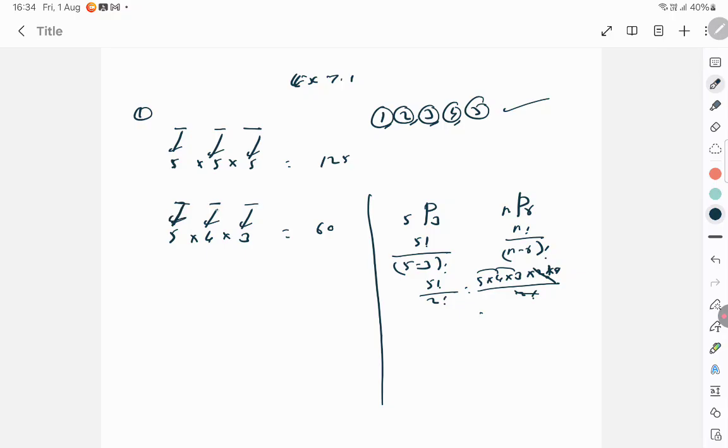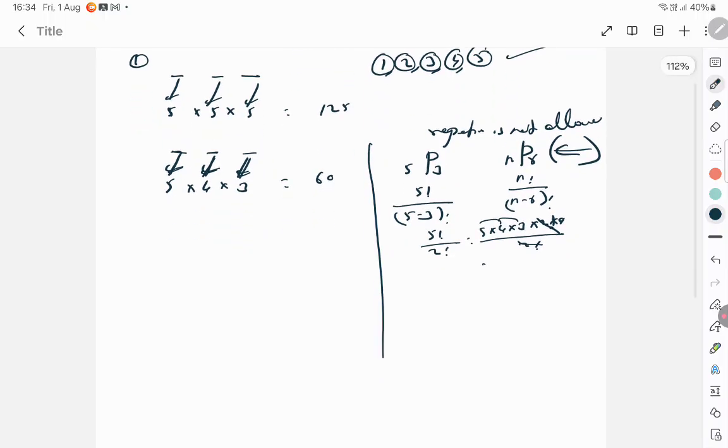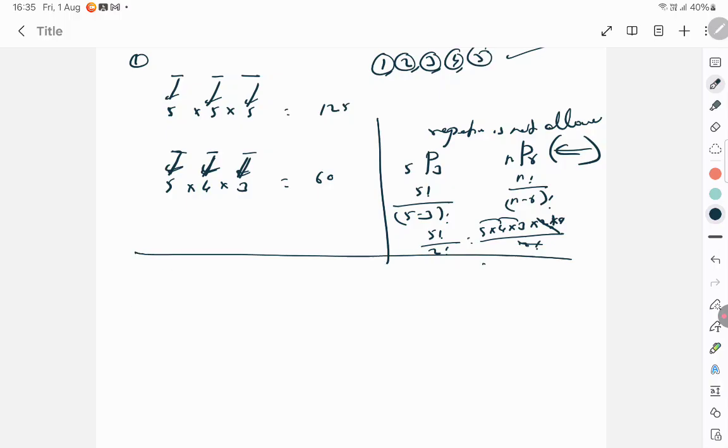Especially when repetition is not allowed and the choices keep reducing, then you can use the permutation formula. This formula can be used when repetition is not allowed. Otherwise, you have to do it only like this, which is 5 into 5 into 5. Hope you're clear. So let's go to the second question.